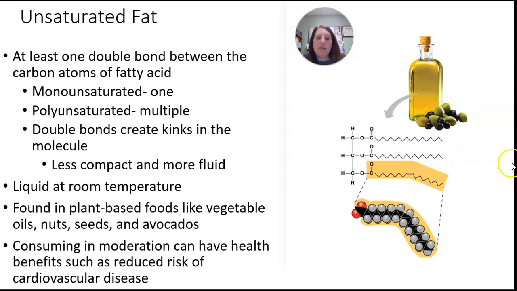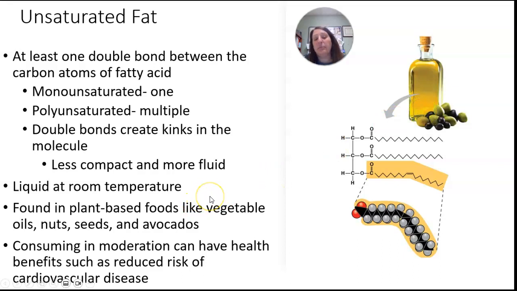Now, if there's just one double bond, we call that a monounsaturated fat. Multiple double bonds, so even more kinks, would be a polyunsaturated fat. Okay, so again, these double bonds that we see here, they end up kinking the molecule, making them less compact, and we say that that fat is more fluid, and so they tend to be liquid at room temperature. So in our example here, this is a nice healthy fat. This is olive oil.